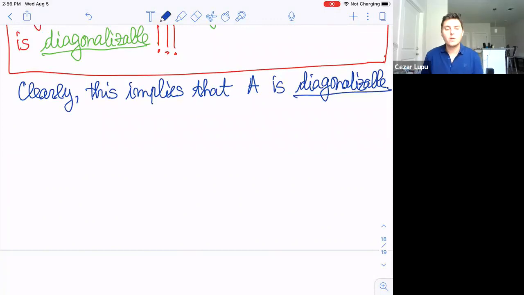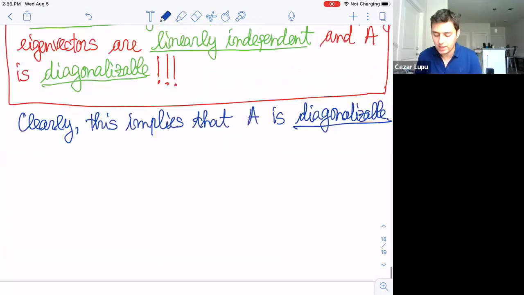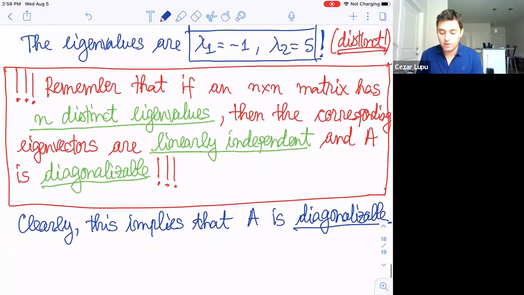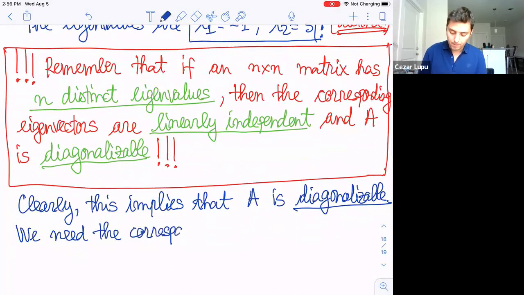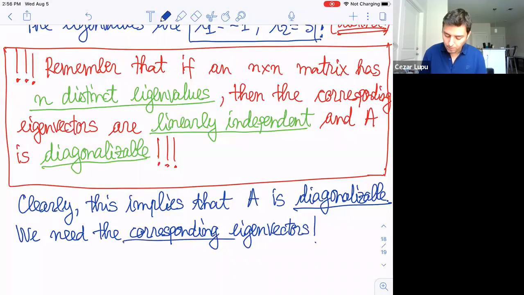Okay, so we know that our matrix A is diagonalizable, but we only found the eigenvalues. We need the eigenvectors. We need the corresponding eigenvectors. This is important. And we need to find those corresponding eigenvectors for each eigenvalue. So let's do this.